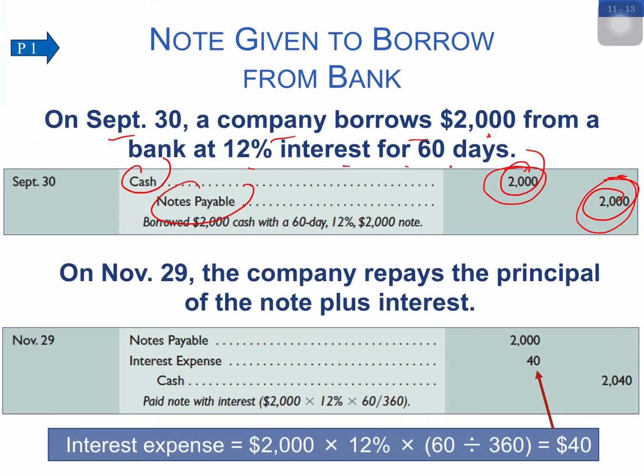And then on November 29, the company pays the principal of the note plus the interest. So notes payable $2,000, and interest expense $40. This is how you calculate that. And then on the credit side, you record cash $2,040. Same case as before, I guess.